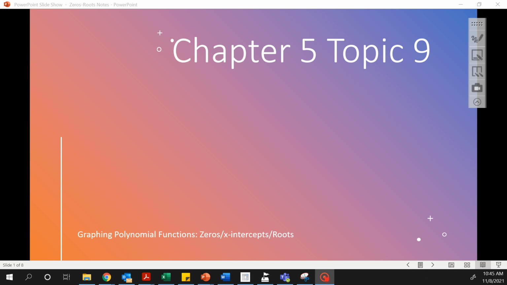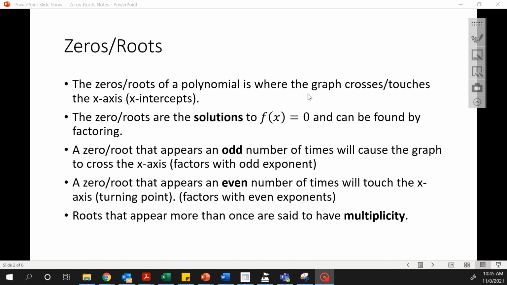Okay, today we're going to be looking at Chapter 5, Topic 9, which is graphing polynomial functions using the zeros, x-intercepts, the roots, all the same thing. They all give you the x-intercepts, which are the solutions for the equation when it's equal to 0. The zeros, or the roots of a polynomial, are where the graph crosses or touches the x-axis. They are the x-intercepts. These are the solutions to the equation where it's equal to 0.